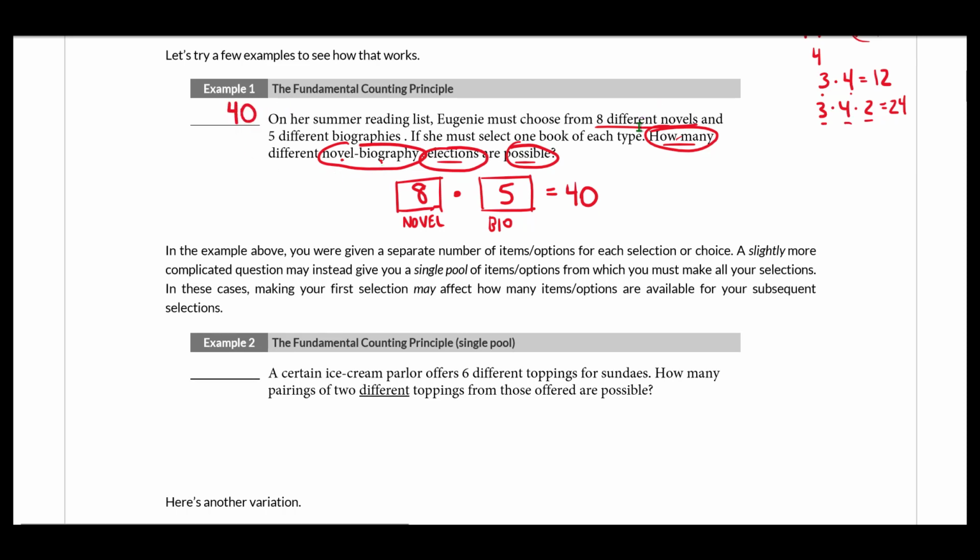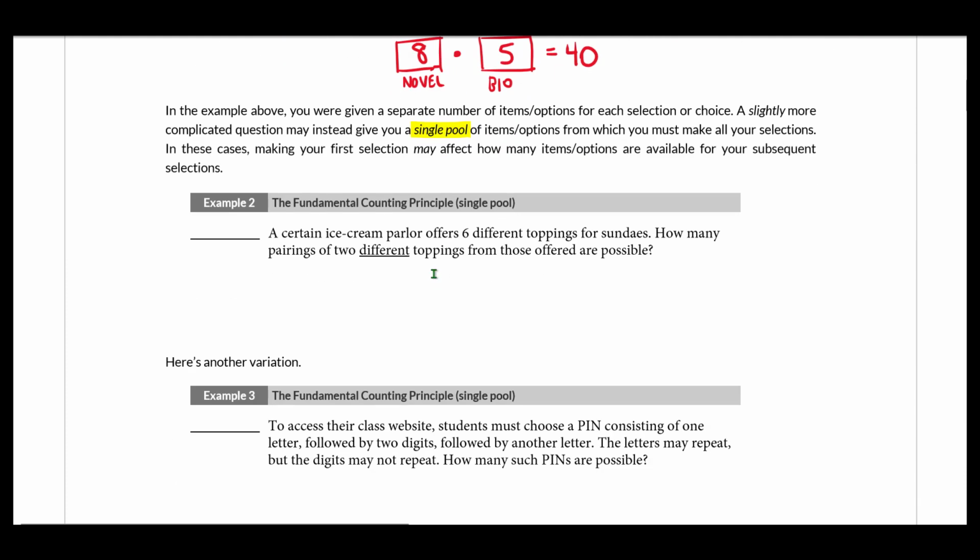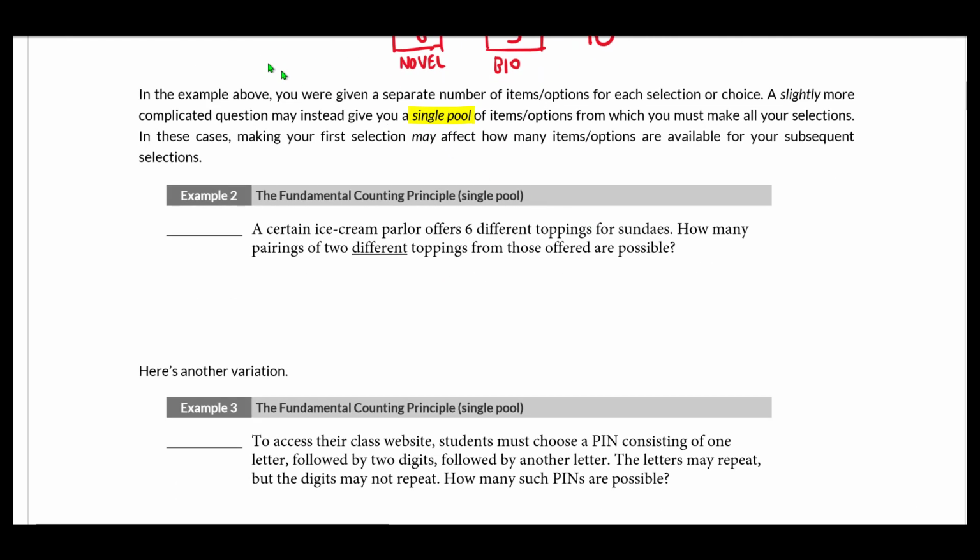Now, in example 1, we should note that we were given a separate and distinct number of options for the novel choice field and for the biography choice field, but that won't always happen. In other cases, you'll be given a single pool of items from which you need to select all of your choice fields, or from which you have to make all of your selections. If you want to try example 2 on your own, which is an example of the type of question I was just referring to, you can. If you want to watch me work through it, that's fine also.